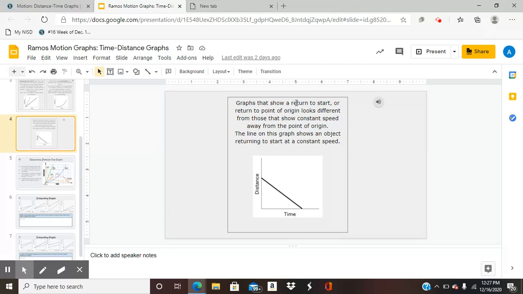Graphs that show a return to start, or return to point of origin, look different from those that show constant speed away from the point of origin. The line on this graph shows an object returning to start at a constant speed.